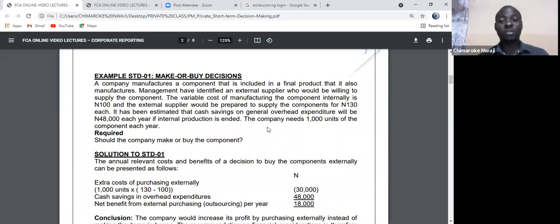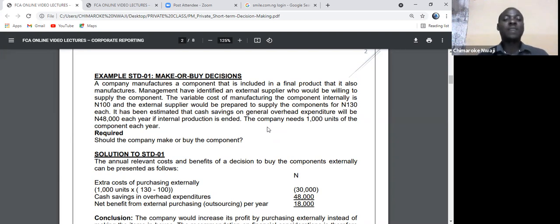Okay, so remember how I use star as an example. So let's say it's the crank-cock that they mean here as a component. So just be thinking about the crank-cock or the bottle. So a company manufactures a component that is included in a final product that it also manufactures. So that final product is the whole liquid and everything that makes it a complete product.